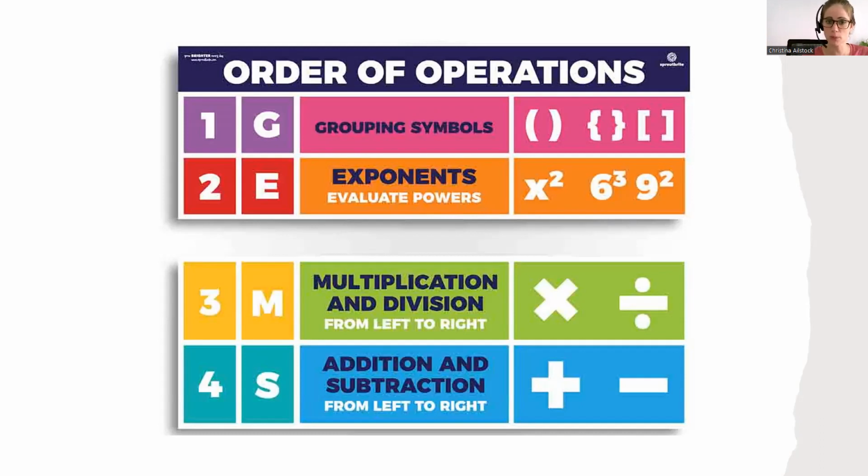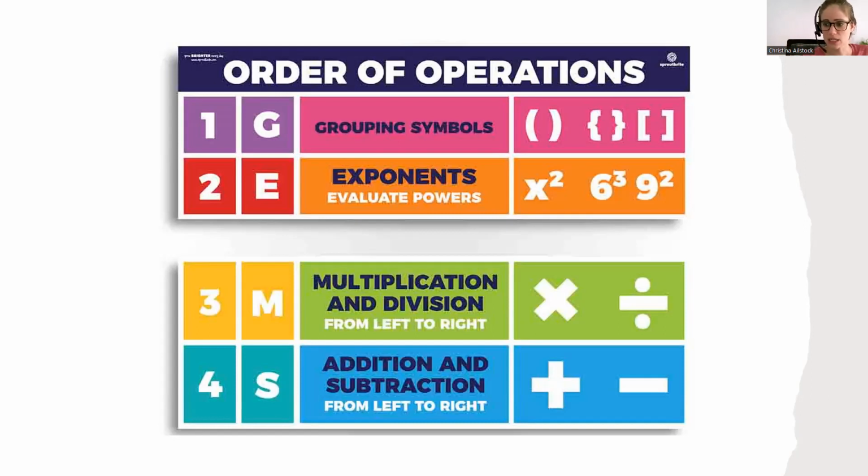The key thing to remember about these is it's not necessarily that multiplication comes before division. It's that you do any multiplication or division from left to right. And then the same is true for the addition and subtraction. It's not necessarily that you always add before you subtract. When you get to that step, you perform the addition and subtraction from left to right.